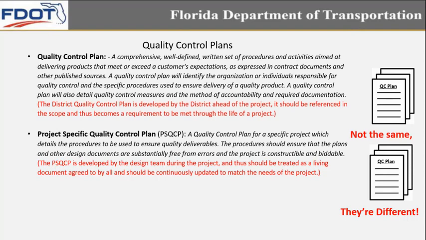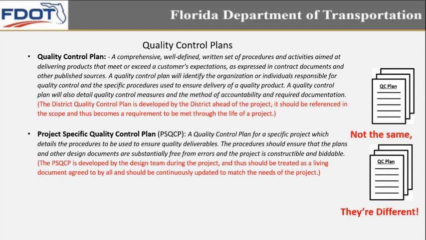Quality control plans. This is probably one of the most fundamental tools of quality control. As we spoke about earlier, there are basically two quality control plans on a project. There's the district quality control plan, which is developed by the district ahead of the project. It should be referenced in the scope and thus becomes a requirement to be met through the life of a project. And your project-specific quality control plan.